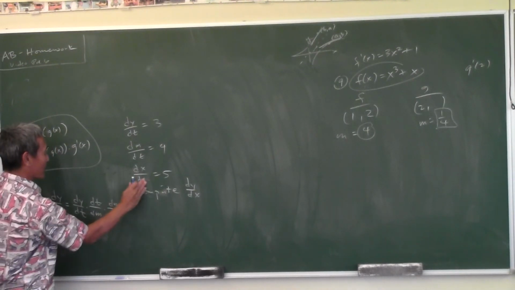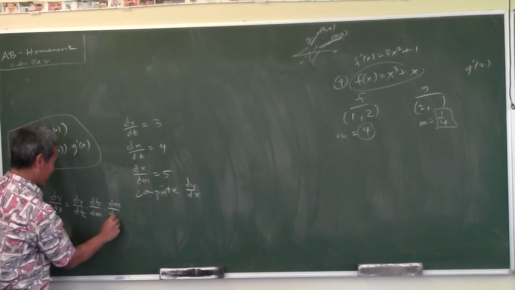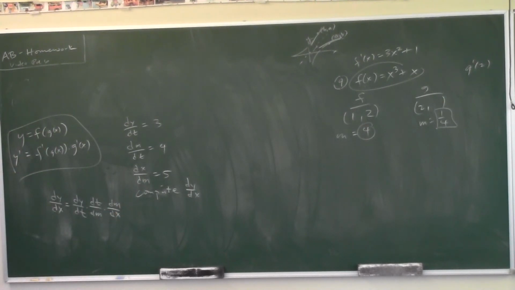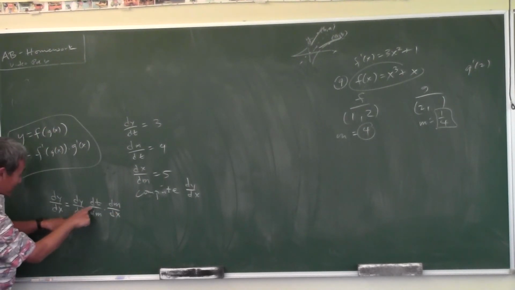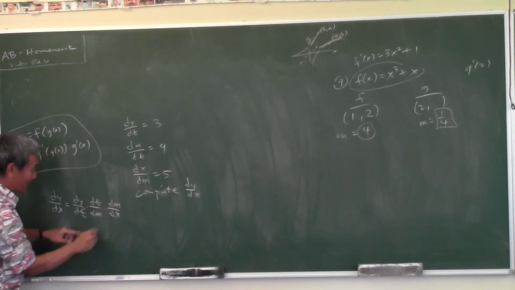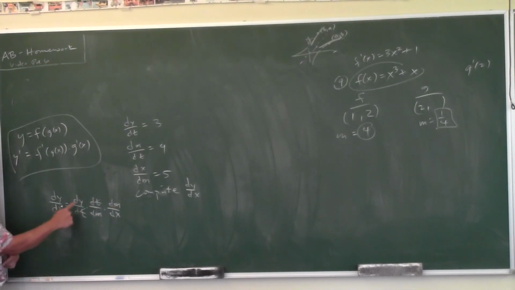Oh, you messed it up. So I messed up. This is an m. Sorry, dx. You see? Because look, this cancels this. This cancels that. What's left? dy over dx. That's what this is. Just treat it like everyday fractions.